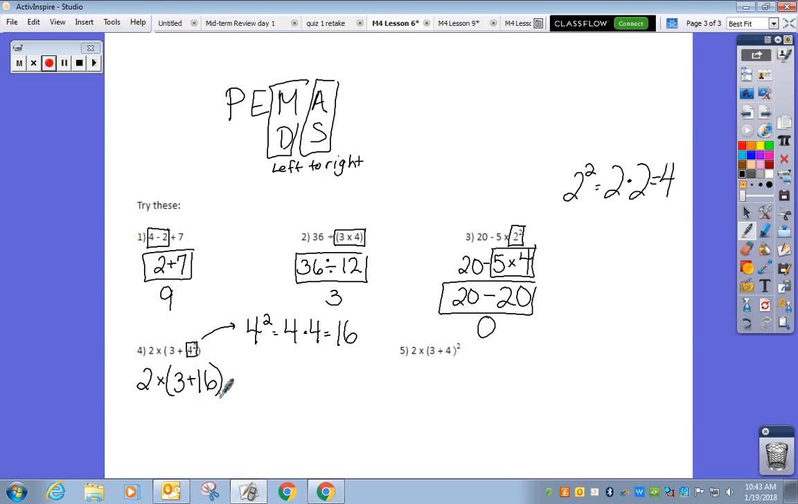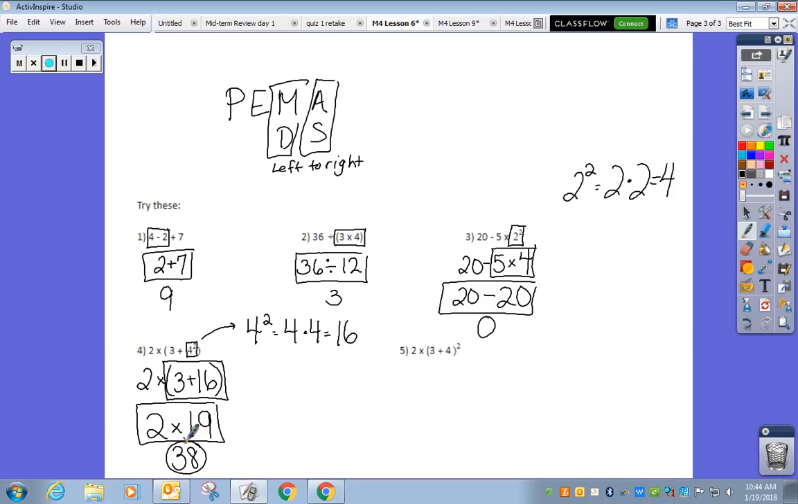At this point in the problem, I still have parentheses, so I'll have to work there first. There's only one operation now inside those parentheses, so I'm going to box in the entire thing, which means on the next line, the parentheses will be gone. So before the box, I have 2 times. Inside, I have 3 plus 16, which is 19. I'm now left with one operation, and I get 38 as my answer.